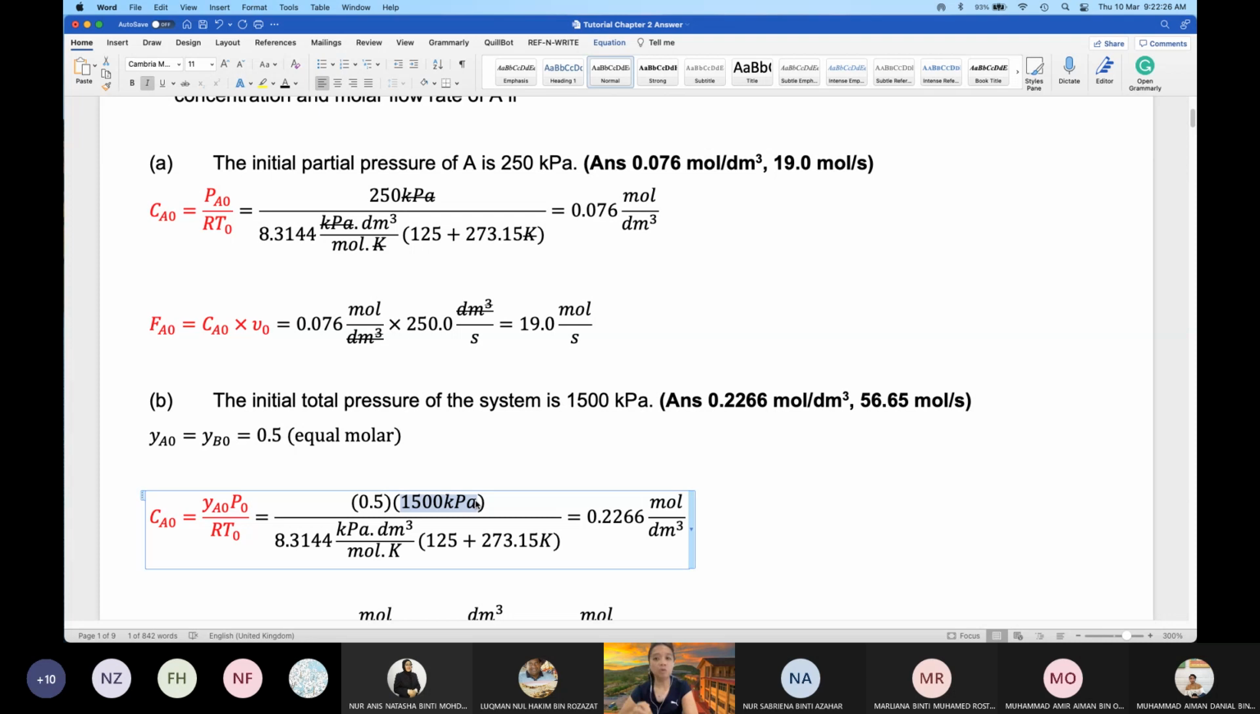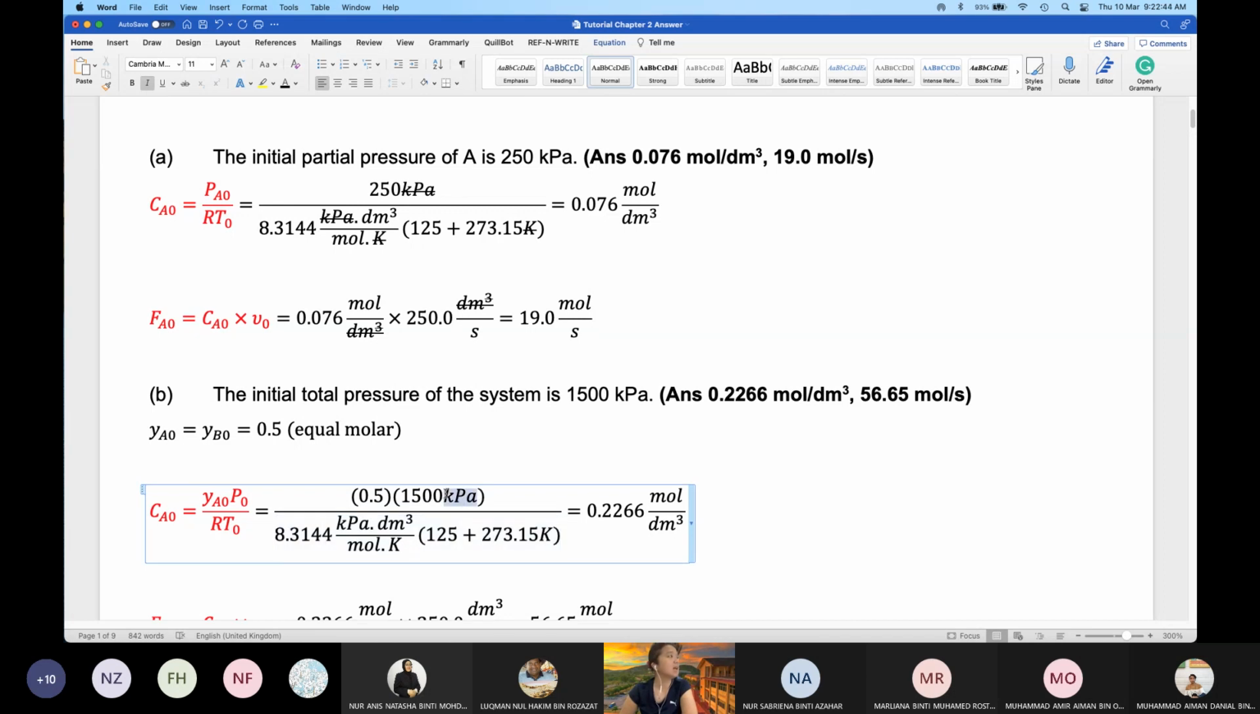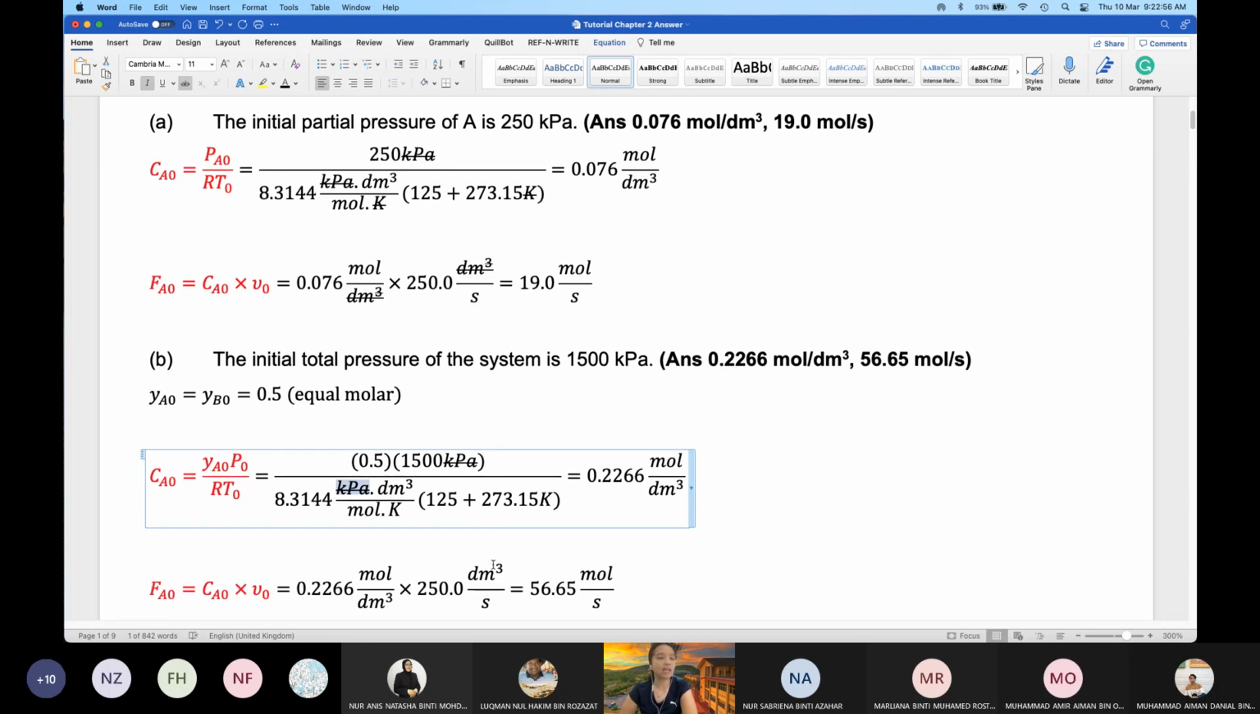I hope you remember that a fraction has no unit, it is dimensionless. That's why the 0.5 has no unit, no dimension. Multiply with 1500 kilopascal, divided by R value, similar concept. Since my pressure is in kilopascal, I will also use the R value with the kilopascal unit, so 8.3144 kilopascal dm cube per mole Kelvin. By doing this, I can already cancel my kilopascal unit. Next step, multiply with T naught.